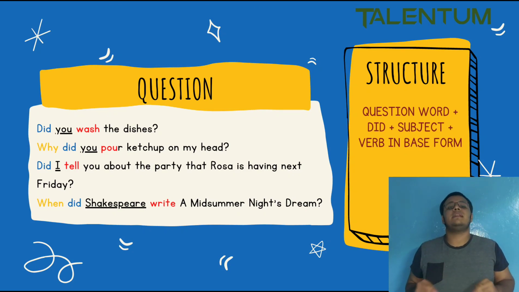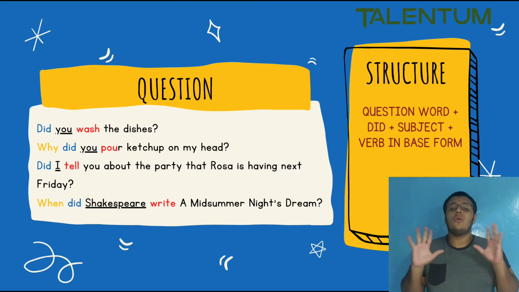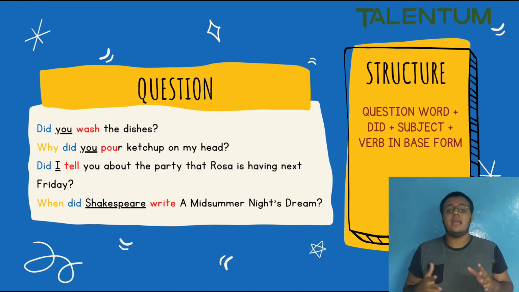Something important here is that you can add a WH question or you can only put the auxiliary did, depending on what you want to ask. With the WH question, remember that you're asking for something specific. You want more information about something. And the auxiliary did alone is just for yes or no questions. You want yes or no as an answer.